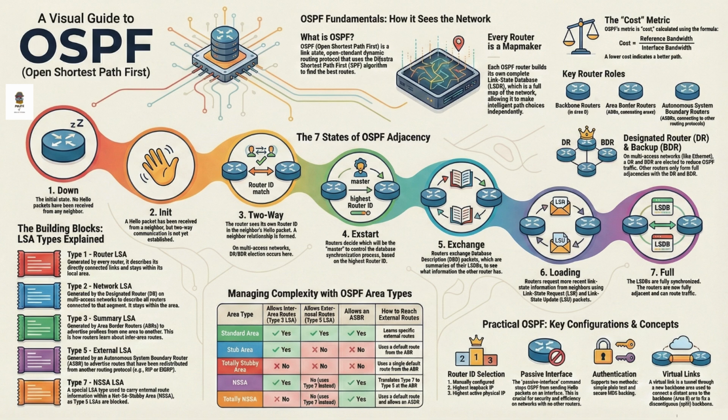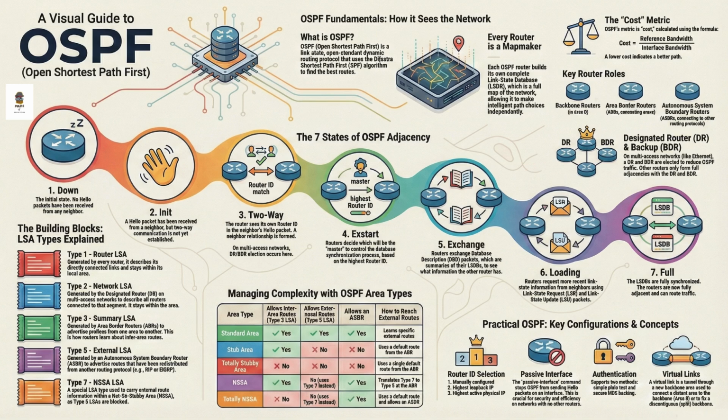The DR takes responsibility for generating the crucial Type 2 network LSA for that segment, ensuring everyone stays synchronized efficiently. And the BDR? The BDR is passively waiting, instantly ready to assume the DR role if the primary fails, guaranteeing no disruption to synchronization. That makes the structure clear. The roles define the chain of command.